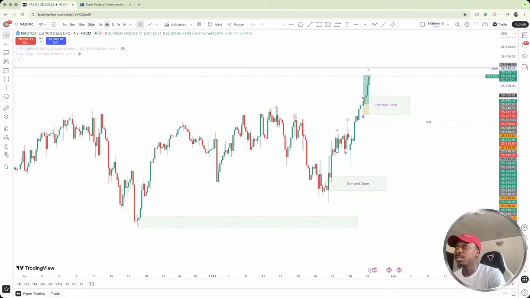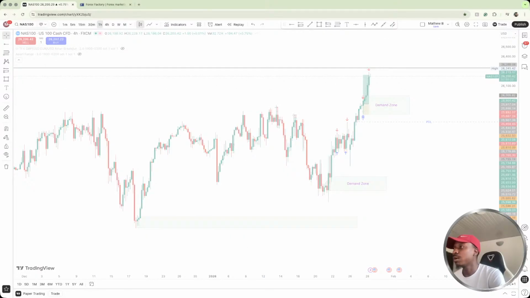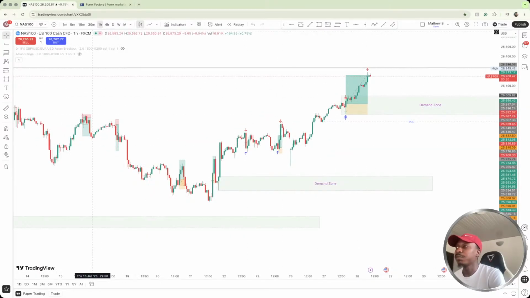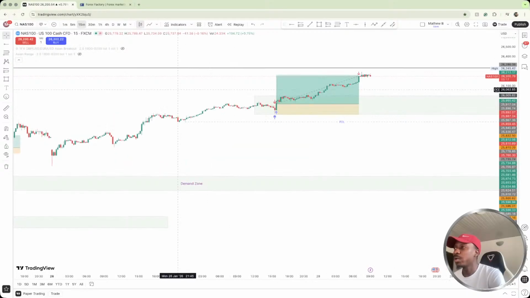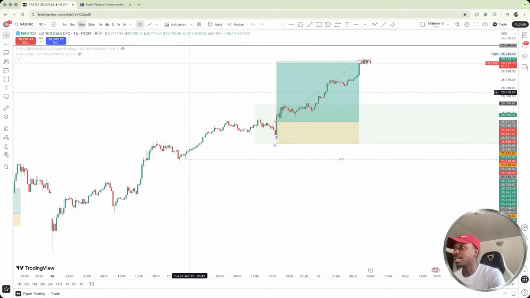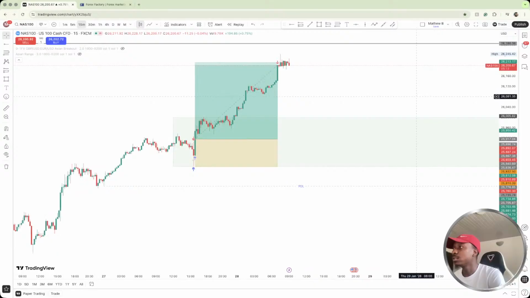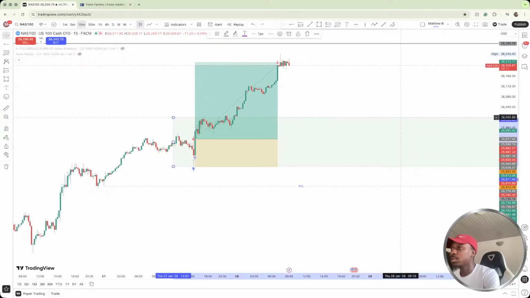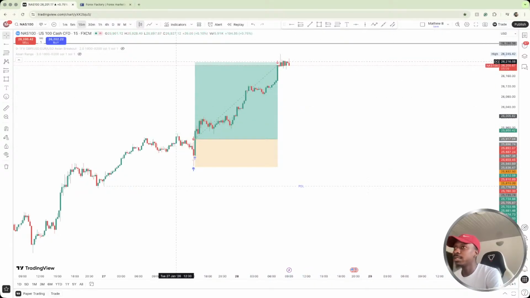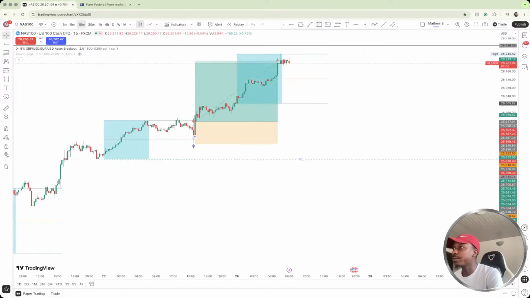Well, let's go to 15 minutes. Let's go to 1 hour first. On 1 hour, it's still the same, but let's go to 15 minutes. So on 15 minutes, we are going to be able to see the zones clearly, right? So let's redraw this. Now, on 15 minutes, where is the zone that we are going to be trading from?